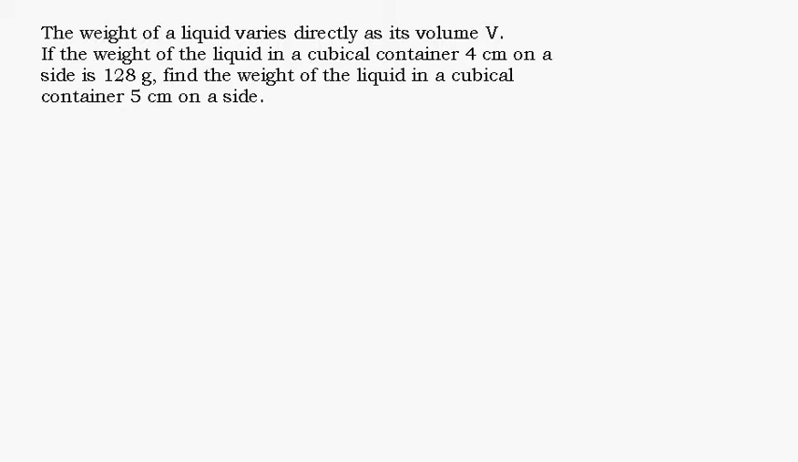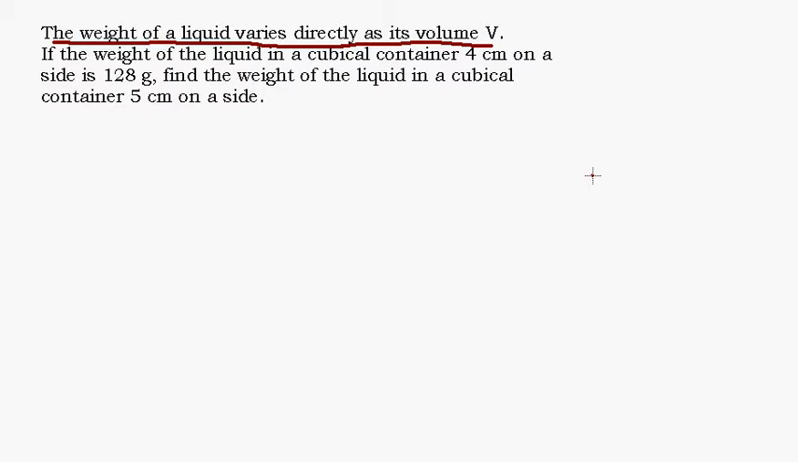Well, this is a multi-step process, so first let's take a look at what is meant by direct variation. We're going to use this first sentence here to help us set up a formula. This first sentence is sort of a formula. It doesn't really give us any specifics. It's telling us a fact. The weight of a liquid varies directly as its volume.